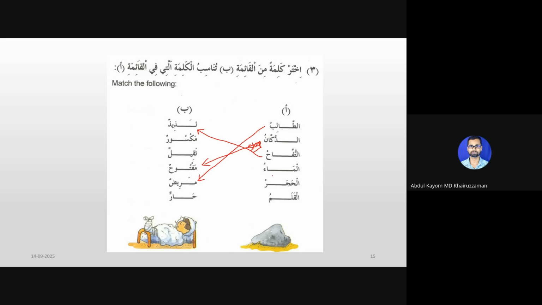Then we have al-ma'u. Al-ma'u means water. Al-ma'u harun. The water is hot. Next one, al-hajaru. Al-hajar means stone. Al-hajaru thaqilun. The stone is heavy. Next we have al-qalam. Only one option left, right? Al-qalam maksurun. The pen is broken.